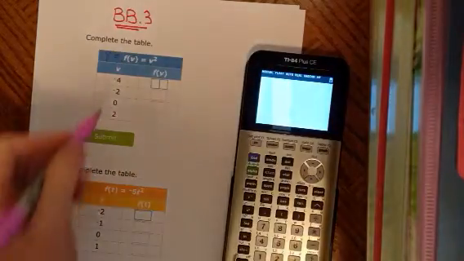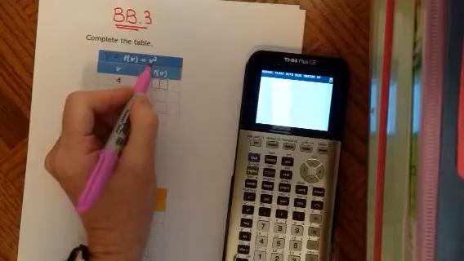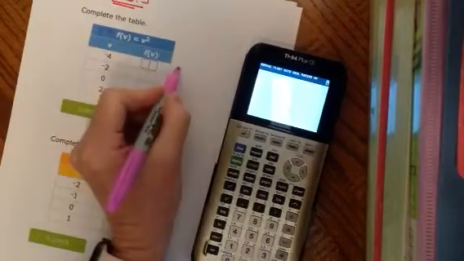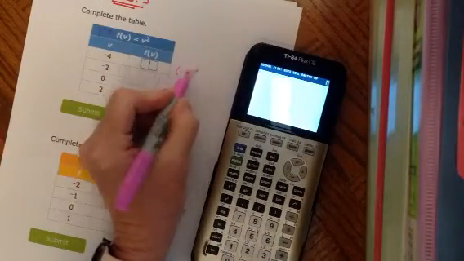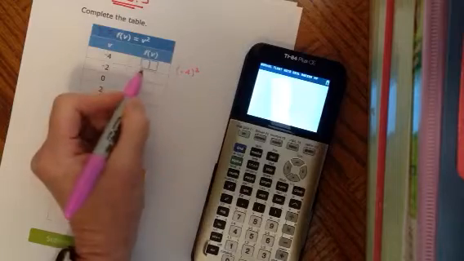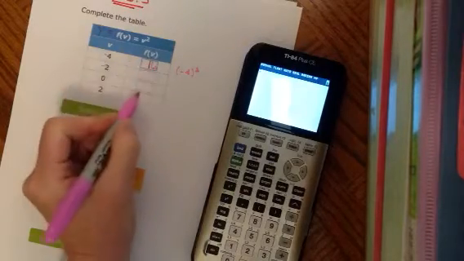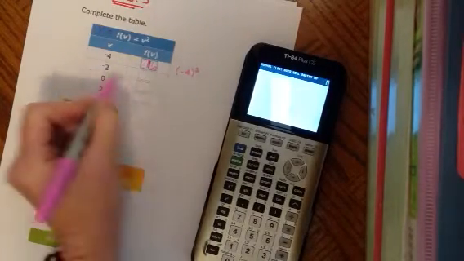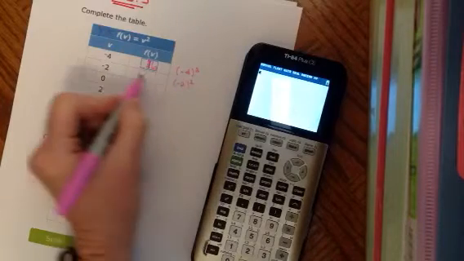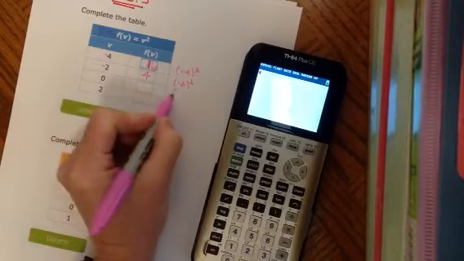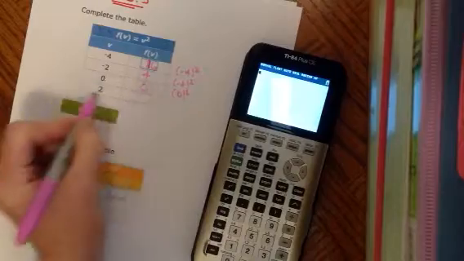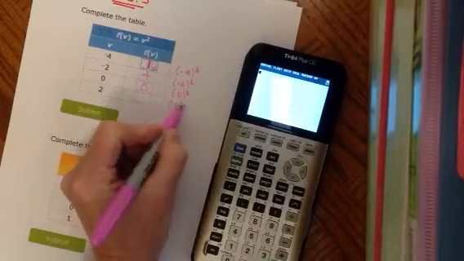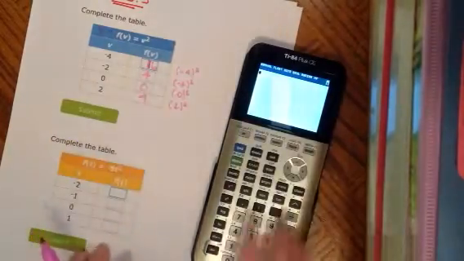So what they want us to do is take each of these values and plug it in here for v. So this would be negative 4 squared. Negative 4 times negative 4 is positive 16. The next one we're plugging in negative 2. Negative 2 squared would be 4. Plug in 0 and square it, you get 0. And finally plug in 2, square that, you'll get 4.